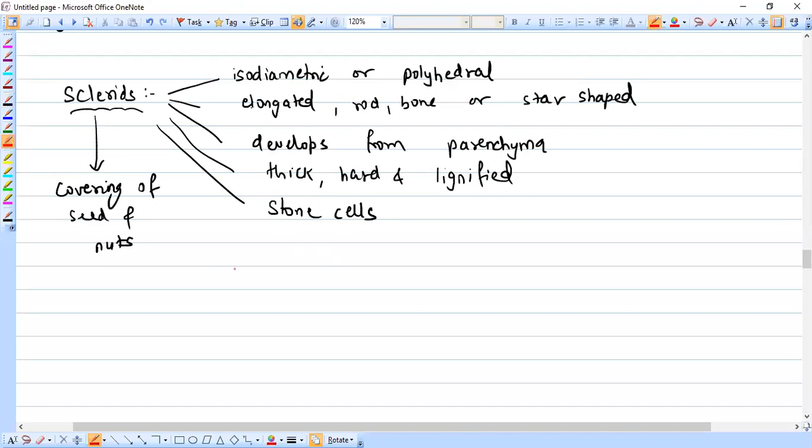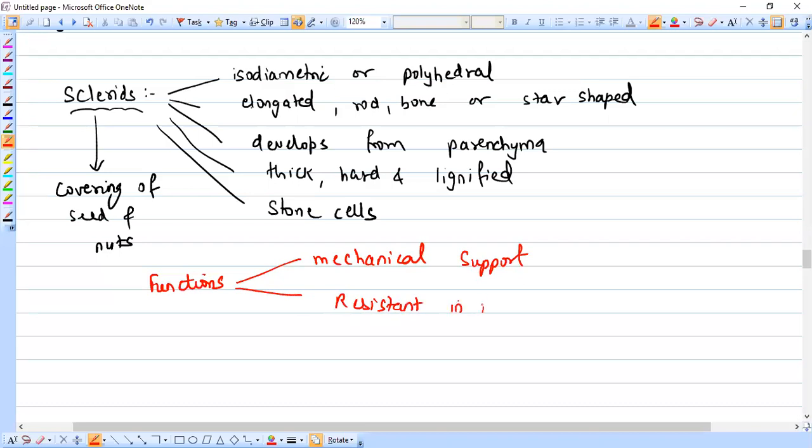Let's talk about the functions of sclerids. The function of sclerids is that they are responsible for mechanical support. They provide mechanical support, and at the same time they are responsible for resistance in the plant. So this is all about Sclerenchyma, which is a dead tissue.